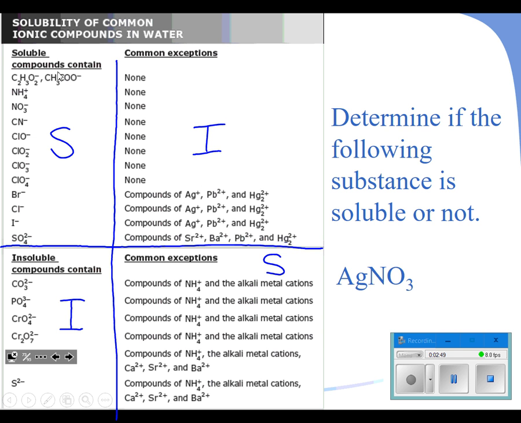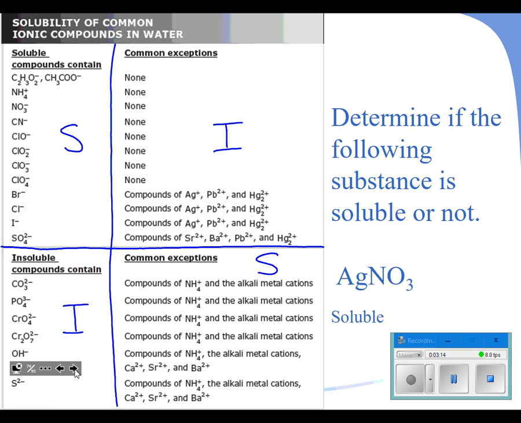All right. So AgNO3. When we look at these, most of these are negatives to look at. So we will look at the NO3. We come up here to NO3. It is under the soluble list. We always go across. There are no exceptions of what can be combined with NO3 and still be soluble. So this compound would be soluble in water.